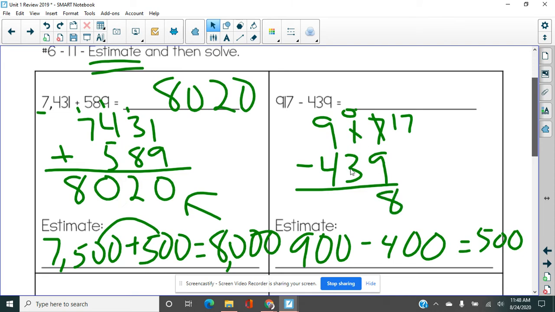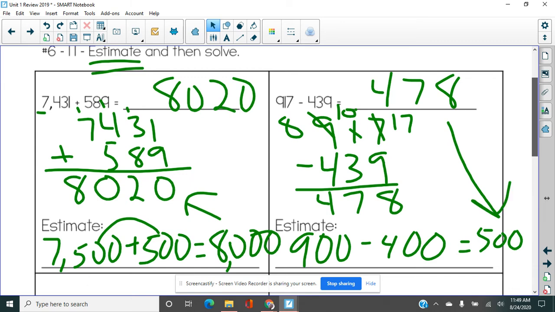0 minus 3 has a big bottom. Bigger numbers on the bottom. Big bottom, borrow. Borrow from the 8. Put that 1 next to the 0. Now we have 10 minus 3, which is 7, and 8 minus 4, which is 4. So our answer is 478. And we can take a look right here to see that we are in the same ballpark here.